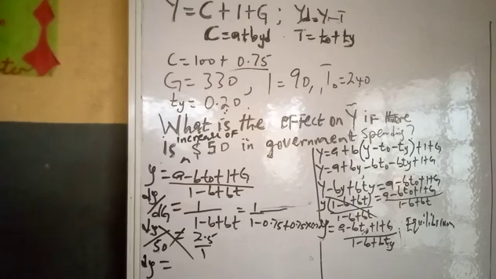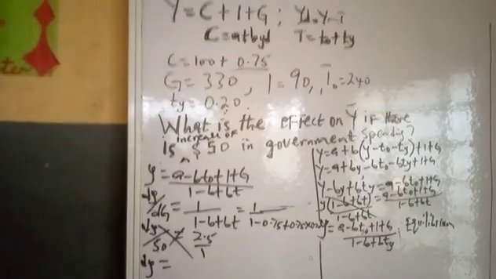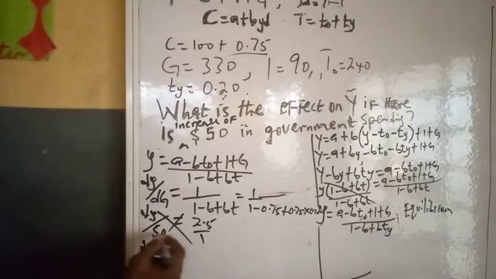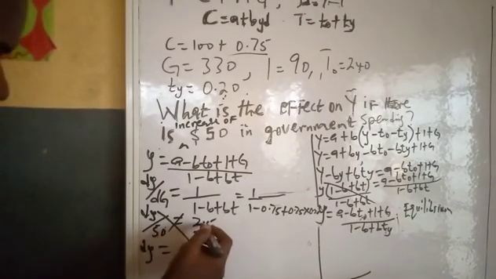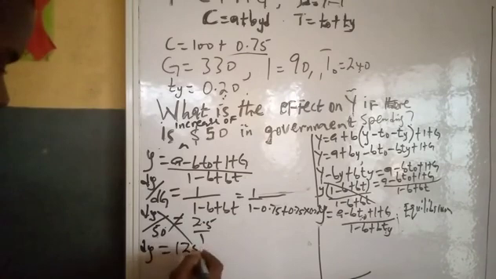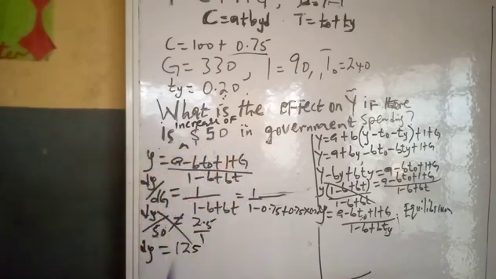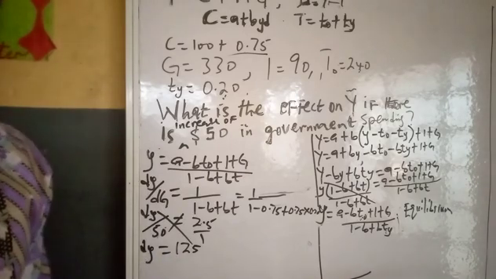Let me pause a bit. Okay, so 50 times 2.5 is going to give us 125. So it means that if the government increases government expenditure by $50, there will be an increase of $125 in the national income. So that's just what it's talking about. So do you understand it now?